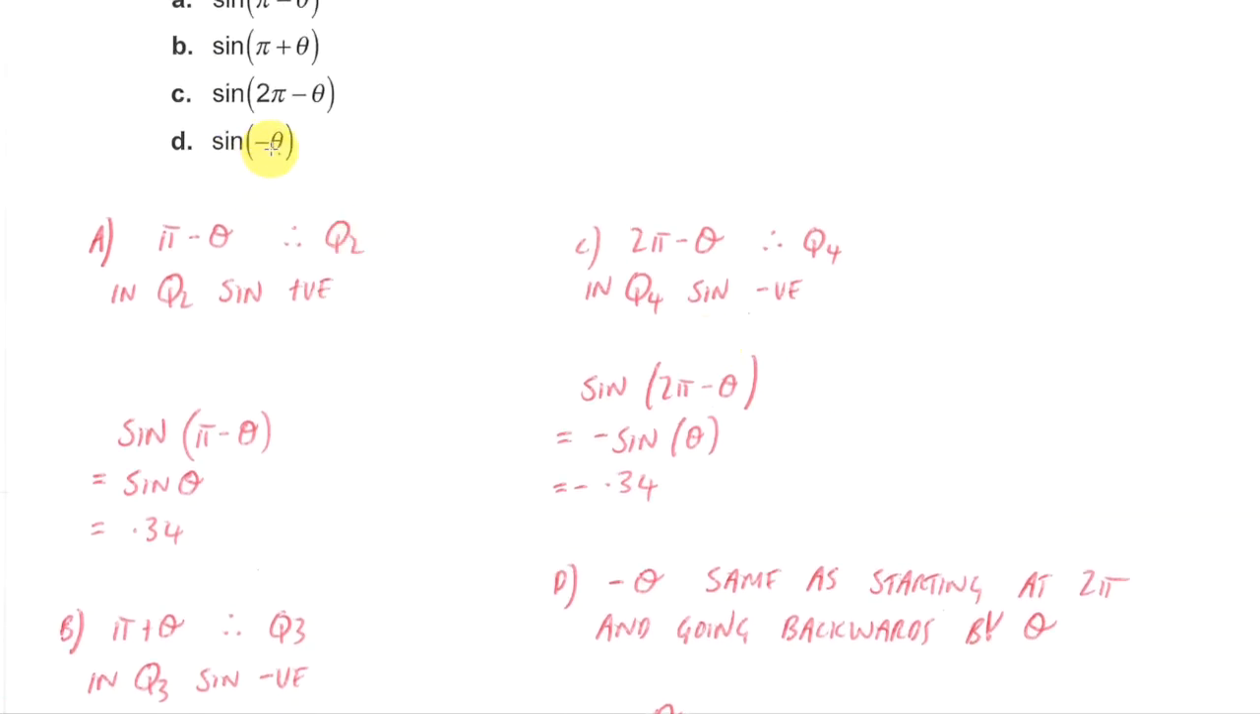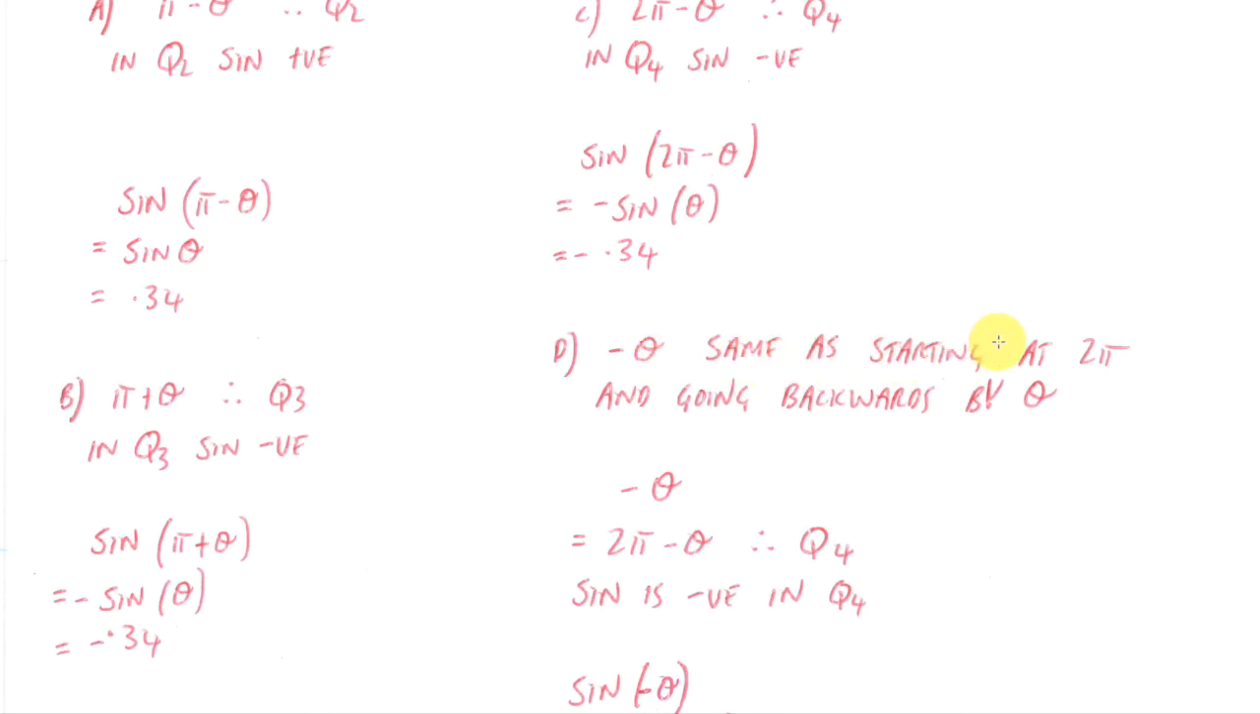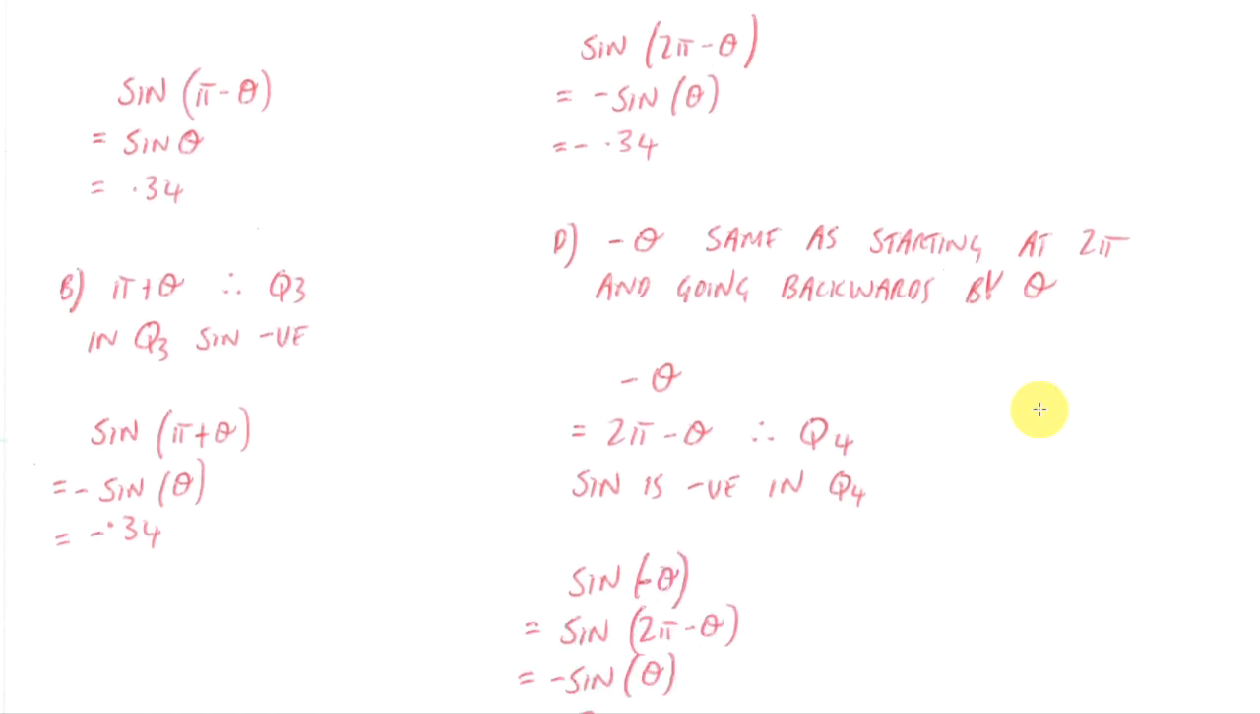D, sine of negative theta. So negative theta is the same thing as starting at 2 pi and then going backwards by theta. And if we start at 2 pi and then go backwards by theta, then this is the rule that we'd use, 2 pi minus theta, which is the rule for the fourth quadrant.